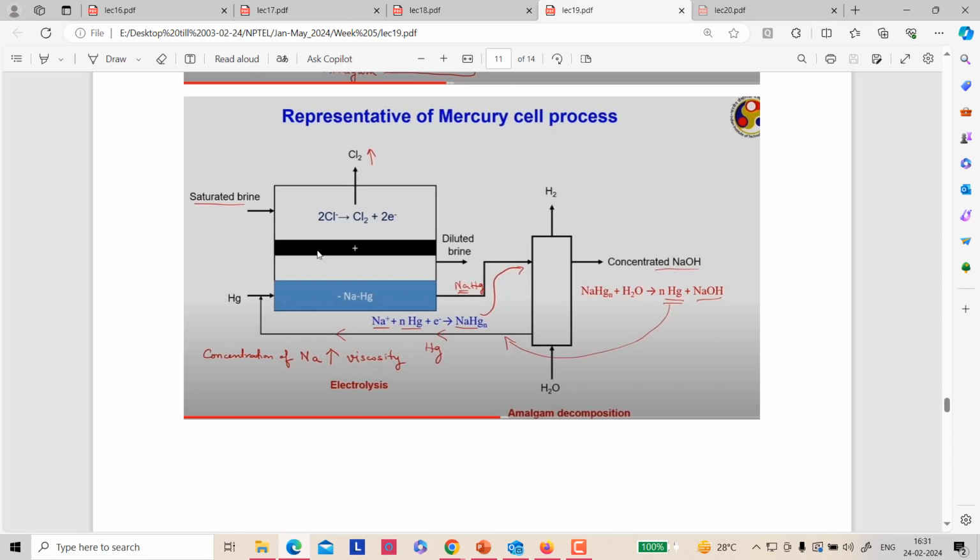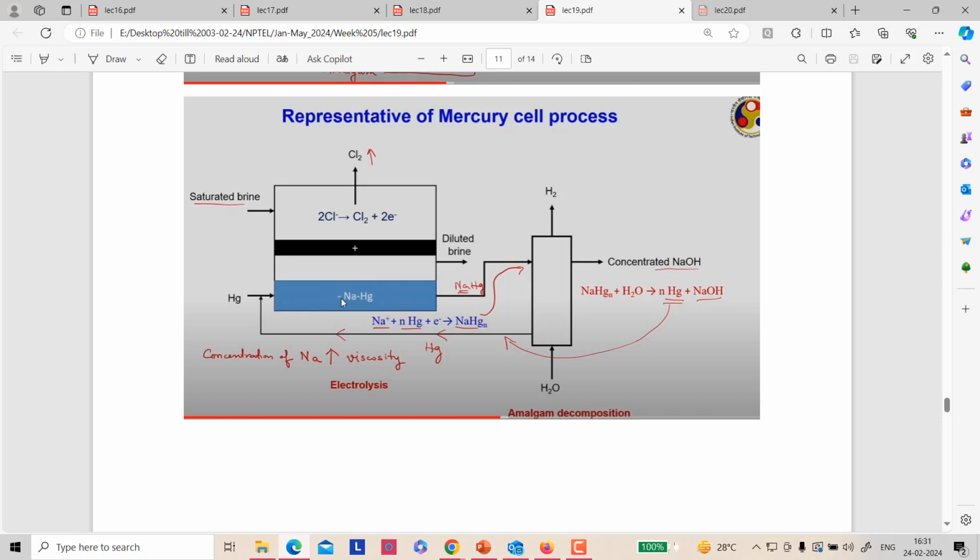So in the Castner-Kellner process, what happens? Brine comes and there is only anode, not cathode. So in the anode, anions are coming here. In the brine solution, NaCl, Cl minus comes here and that produces chlorine.